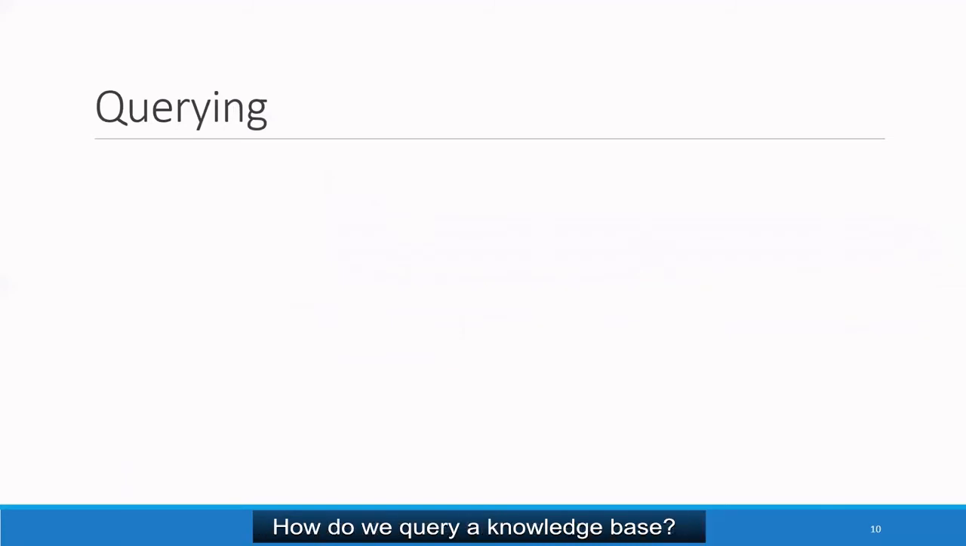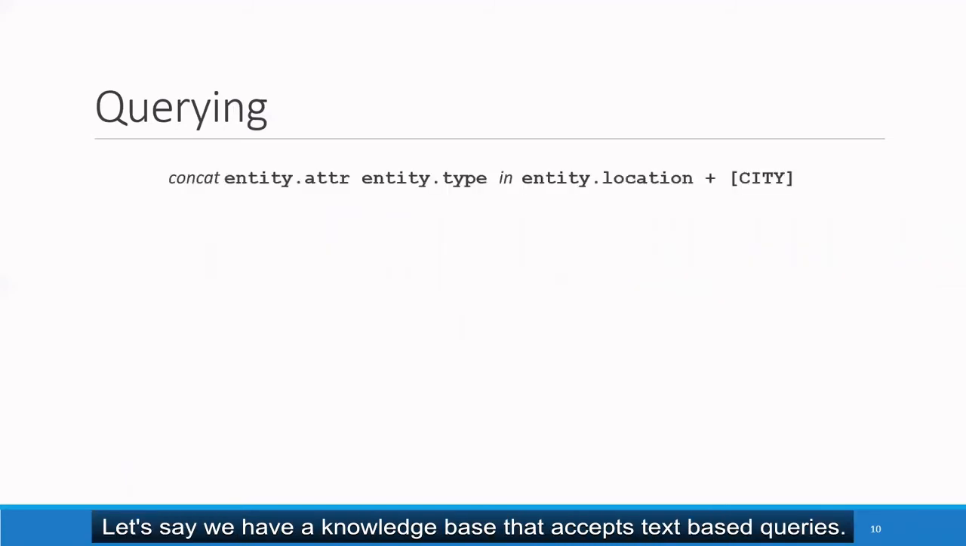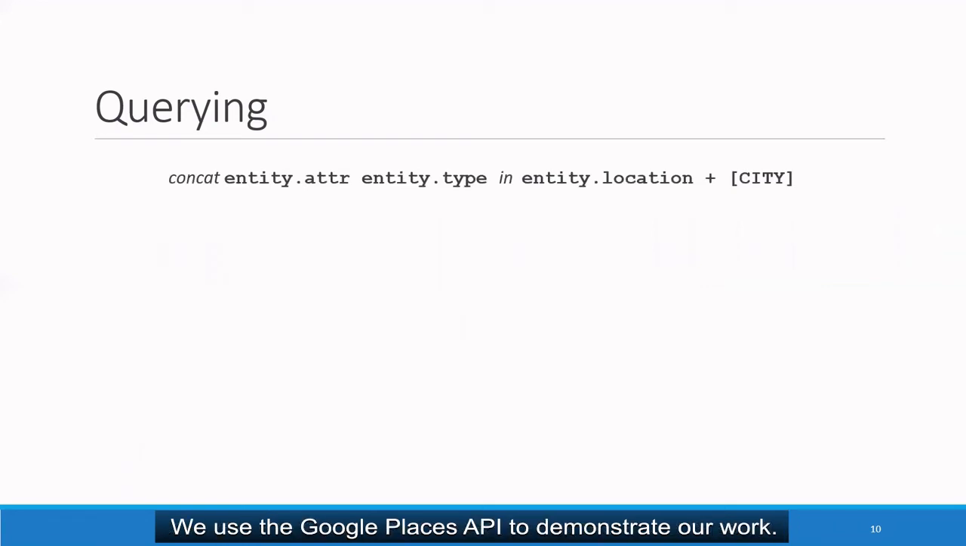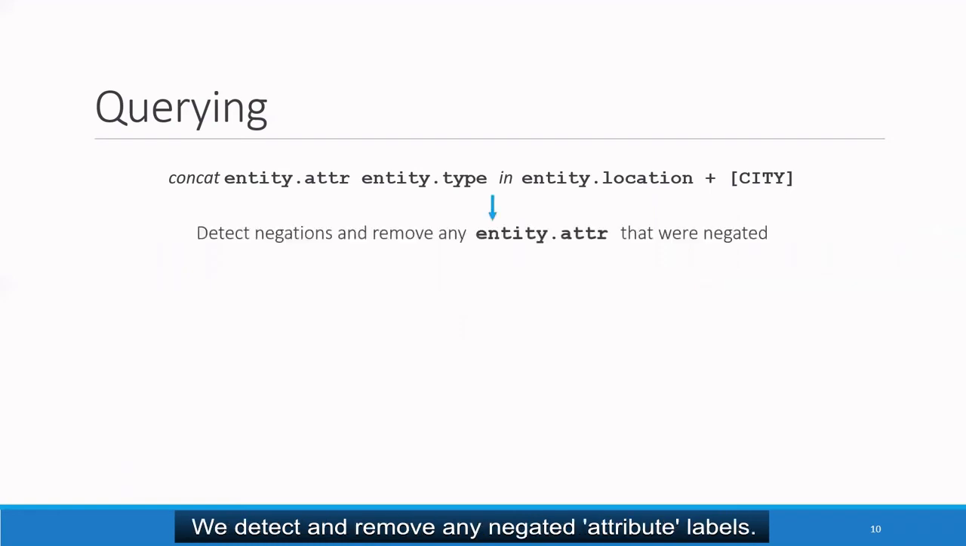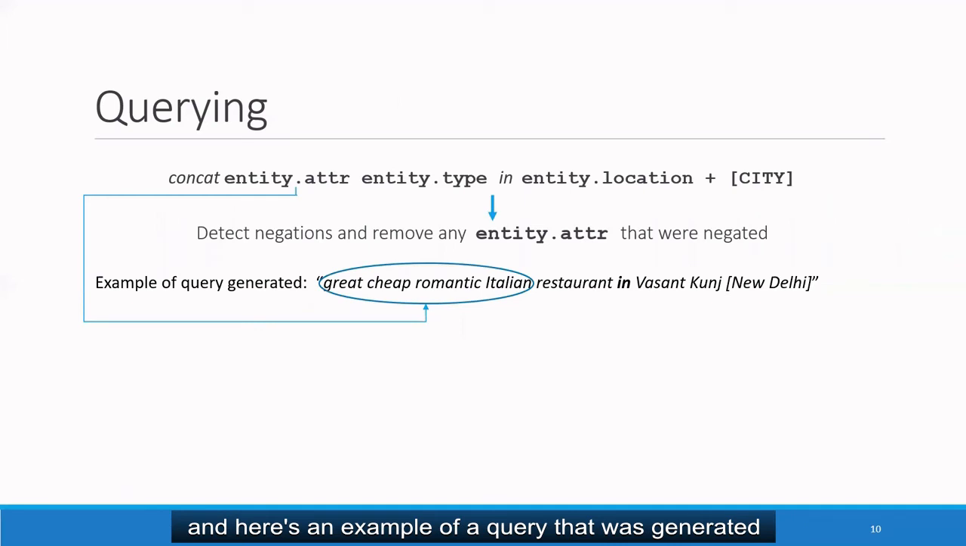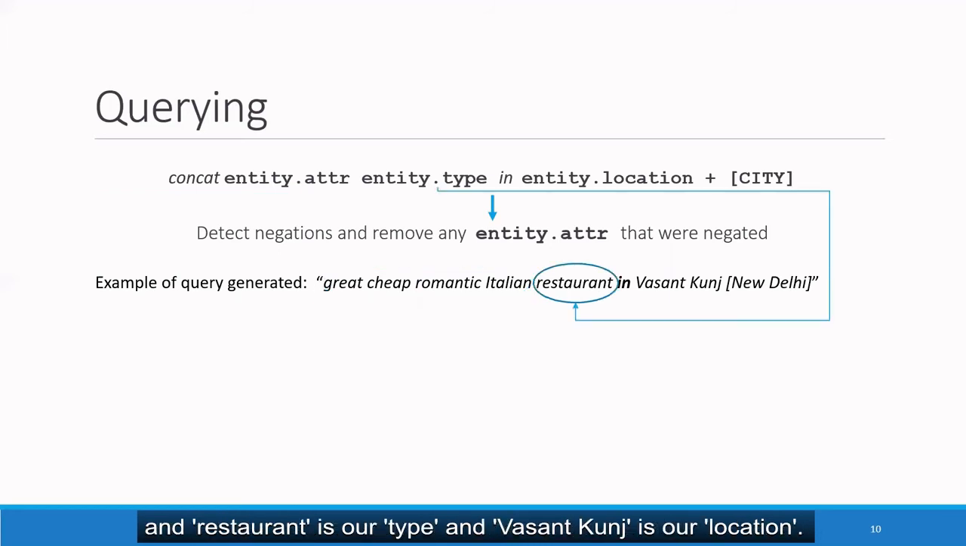How do we query a knowledge base? Let's say we have a knowledge base that accepts text-based searches. We use the Google Places API to demonstrate our work. We concatenate the tokens labeled attribute, type, location, along with a user input about the city. We detect and remove any negated attribute labels. And here's an example of a query that was generated. Great cheap romantic Italian restaurants in Vasant Kunj, where great cheap romantic comes from the attribute label, and restaurant is our type, and Vasant Kunj is our location.